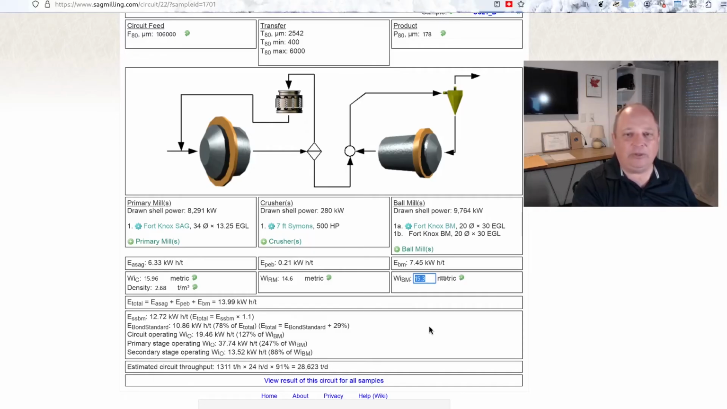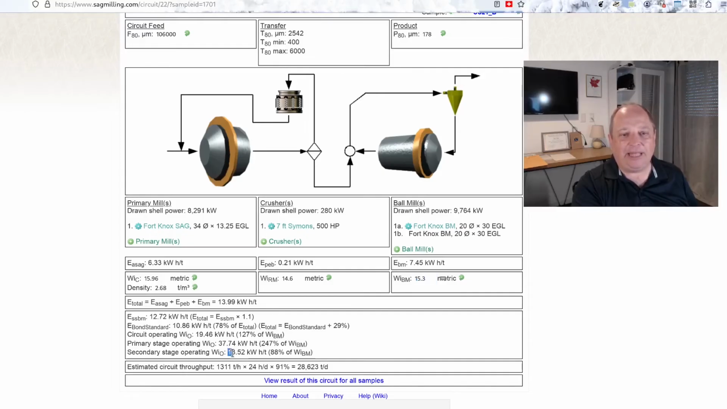This is relatively normal, and this is what we call the phantom cyclone effect, where a SAG mill often makes more fines than what you would see in a classical circuit, especially with rod mills. And those extra fines pass into the ball mill cyclone and then get classified immediately out into the product. So those fines never actually make a trip through the ball mill, which reduces the amount of work that the ball mill has to do.